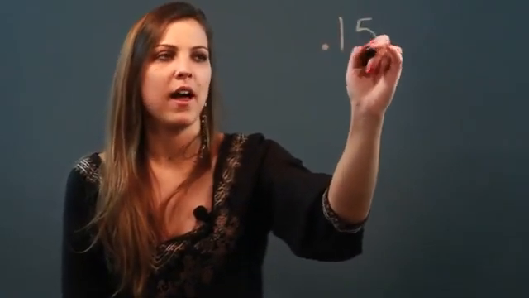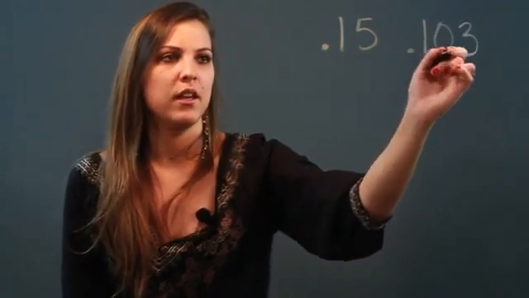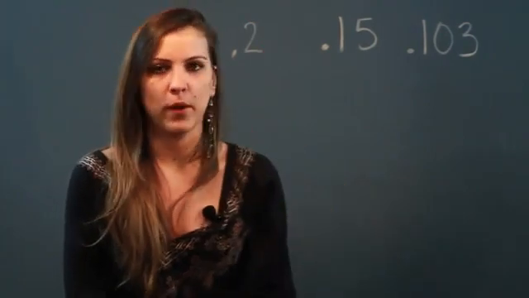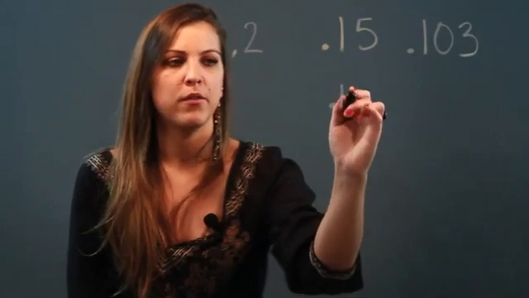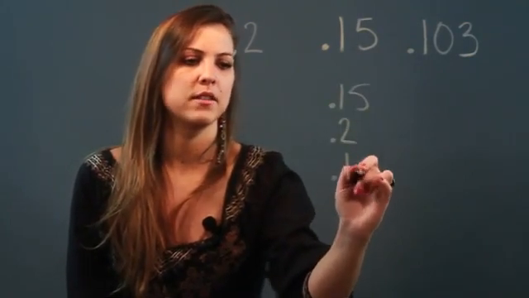Now comparing decimals, if I had the decimal 0.15 and the decimal 0.103, we'll add one more, 0.2, just 0.2. Okay, I like to line them up vertically because you can see this a little bit better. So we have 0.15, you have 0.2, and you have 0.103.